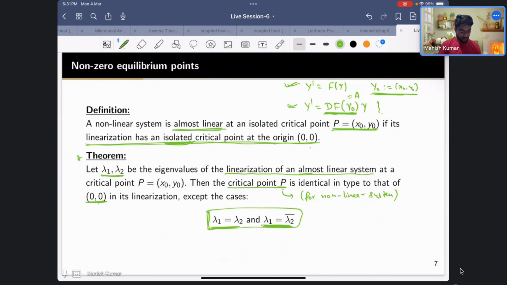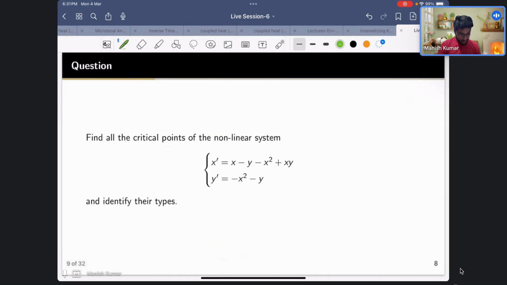Okay, so I'll discuss a few examples based on that. So look at this system. The first task, in the question you have been asked to find all the critical points, and at each critical point you have to say what is the type of that critical point. So let us first determine the critical points.